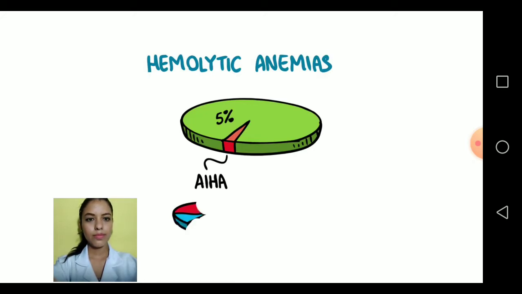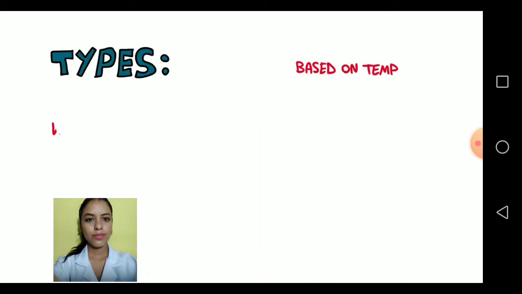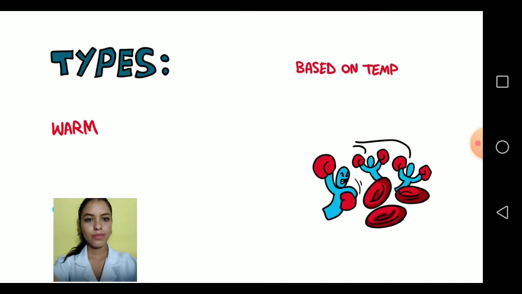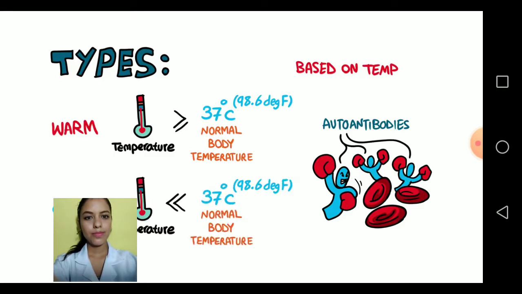Amongst these, the warm antibody type comprises 80 to 90% of cases, while the cold antibody type occurs in 10 to 20% of people. The two types are differentiated based on the temperatures at which the autoantibodies stick to and destroy red blood cells. In the warm type, the autoantibodies destroy red blood cells at temperatures equal to or greater than normal body temperature. The cold type is characterized by autoantibodies that are most active only at temperatures well below normal body temperature.